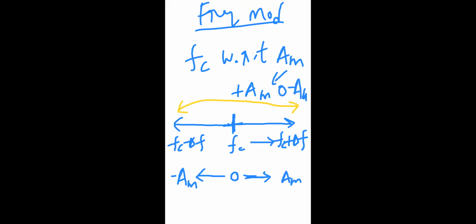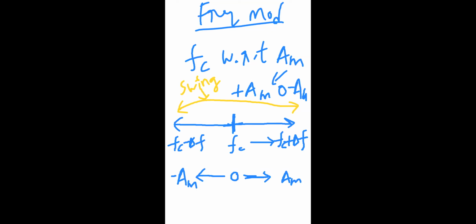That is called carrier swing. What are the extreme changes in the carrier? What is the lowest frequency available, and what is the highest frequency available in the carrier? That is called carrier swing. Please note down, this yellow color is called carrier swing. That end-to-end difference is carrier swing.